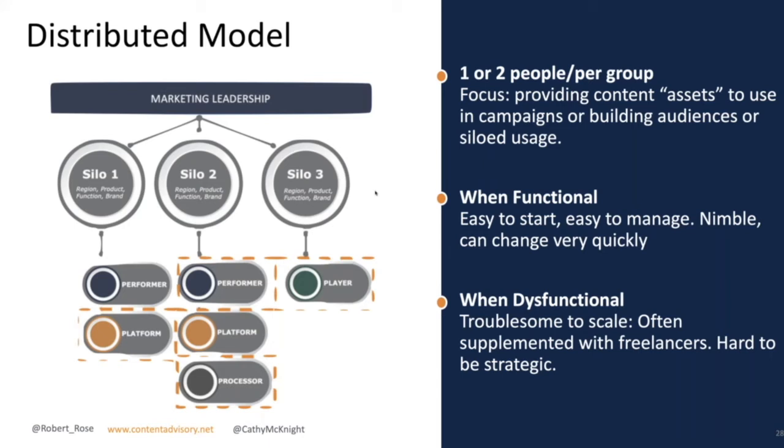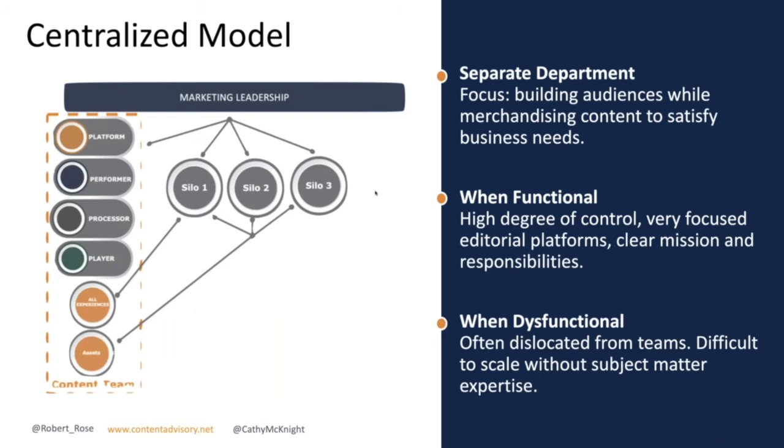Or if we're trying to keep our goals in line with a distributed model, because there truly is separation between the products that we want to keep, this can work. But we often will find that this is troublesome to scale to make a more centralized and get those efficiencies of that scale. That brings us to, of course, the centralized model, where we sort of bring everything together into a separate department, a content department, if you will. And this is also trendy these days, where we're focusing in on building those audiences and merchandising the content in a central way, a central team. When it's functional, there can be a high degree of control here.